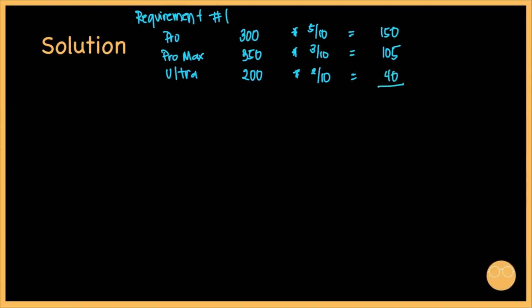So let's sum it all together. 150 plus 105 plus 40, we are going to have 295 pesos. This is how you should be able to compute for the average unit contribution margin.